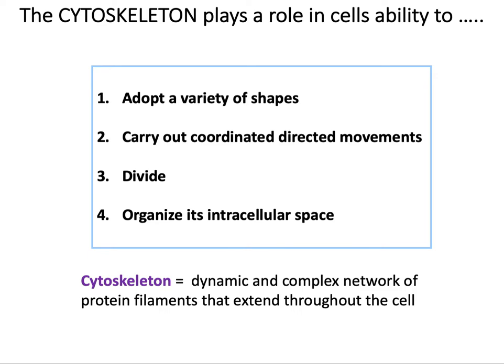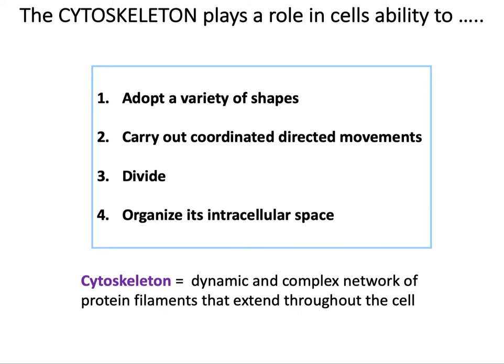The cytoskeleton is made up of a number of proteins that polymerize into filaments. So the cytoskeleton is filamentous. The word cytoskeleton invokes the image of a very rigid structure like the skeleton of an animal, but this nomenclature is unfortunate because the cytoskeleton is not a rigid, unchanging structure, but a very dynamic and complex network of proteins and filaments.